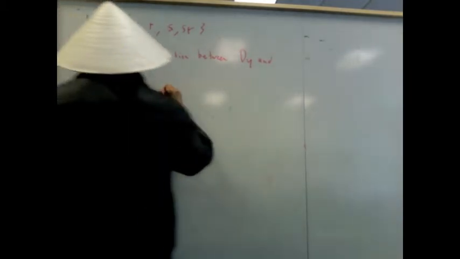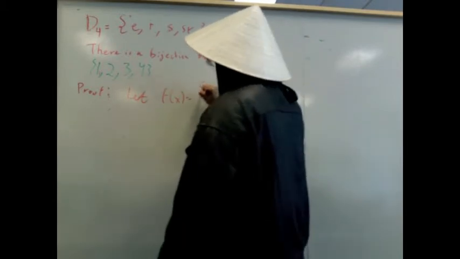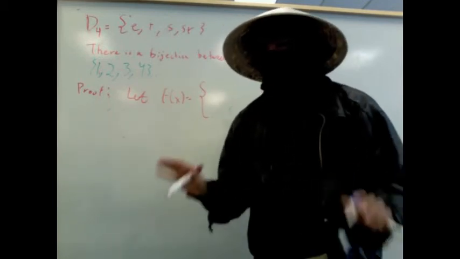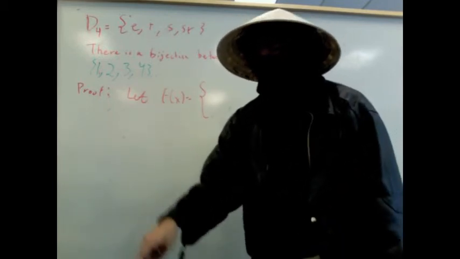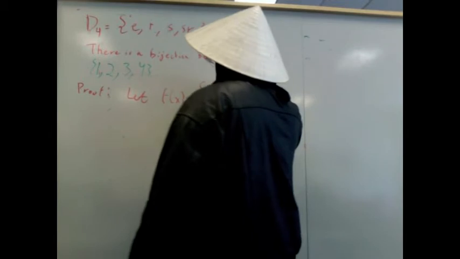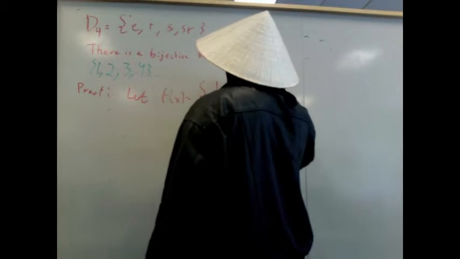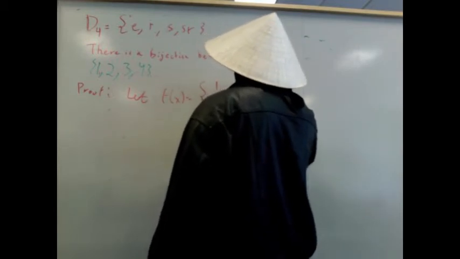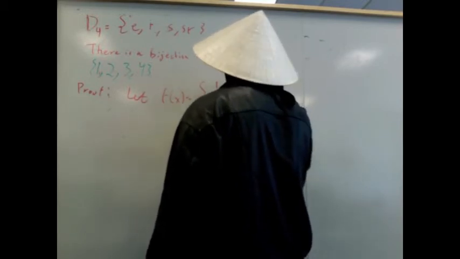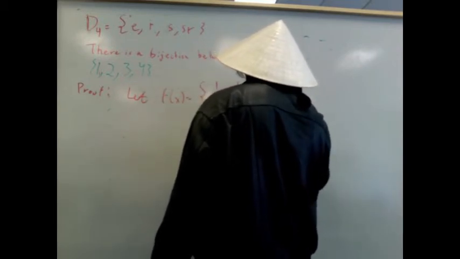Let's define that. In preschool, you have 4 toys. You're counting, you go to market, you have 10 tomatoes. You call one tomato, tomato 1, next tomato, tomato 2, and so forth, up to tomato 10. I do the same thing. I'm going to say f(x) equals 1 if x equals e, 2 if x equals r, 3 if x equals s, and 4 if x equals sr.